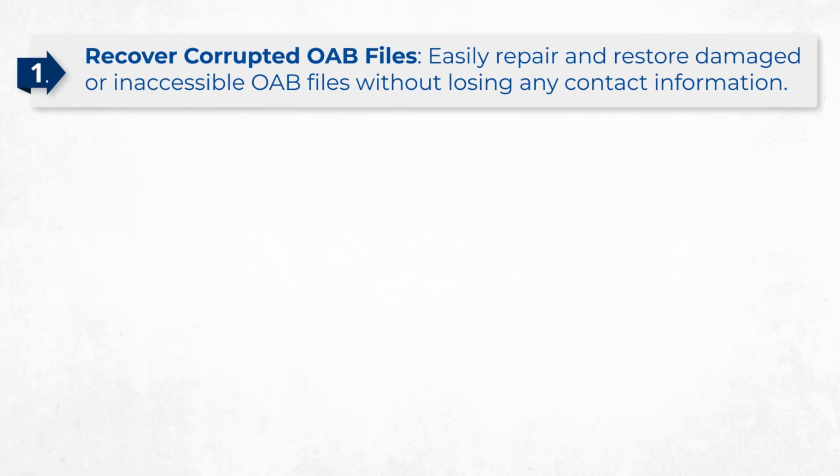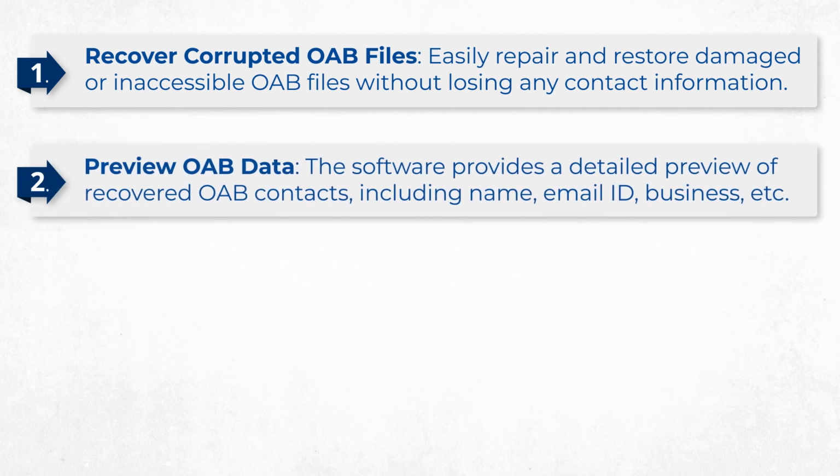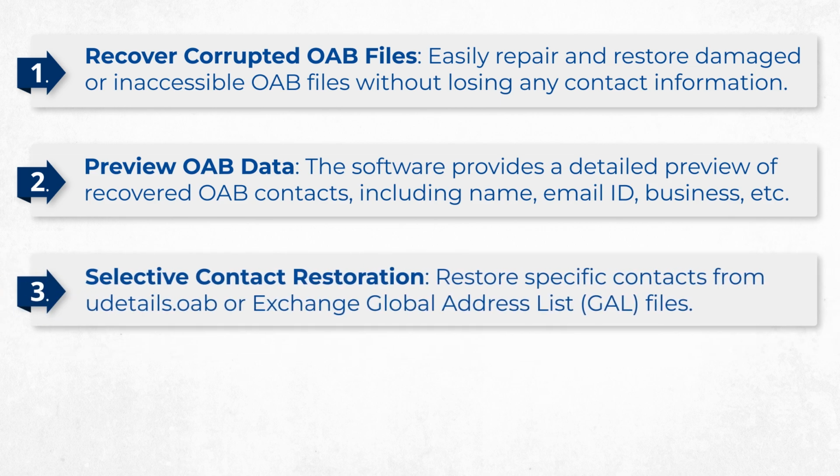Recover corrupted OAB files. Easily repair and restore damaged or inaccessible OAB files without losing any contact information. Preview OAB data. The software provides a detailed preview of recovered OAB contacts, including name, email ID, business and home addresses, etc. Selective contact restoration. Restore specific contacts from Udetails OAB or Exchange global address list files without extracting the entire dataset.